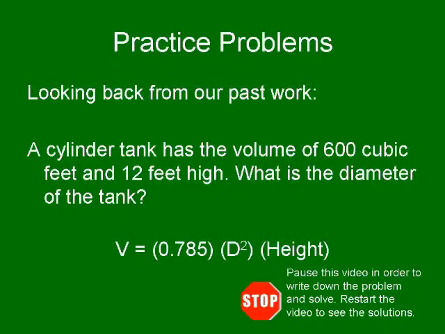Let's look back at our past work. A cylinder tank has a volume of 600 cubic feet and is 12 feet high. What's the diameter of the tank? Pause this video and do your work. Restart the video when you want to find your solution.